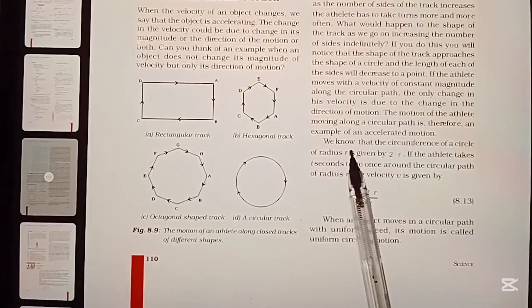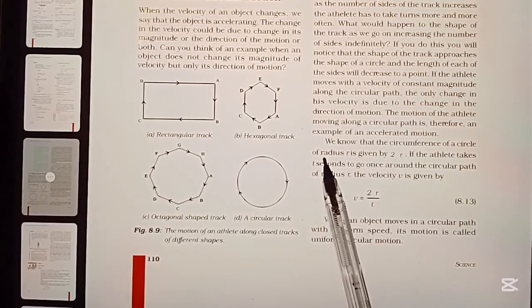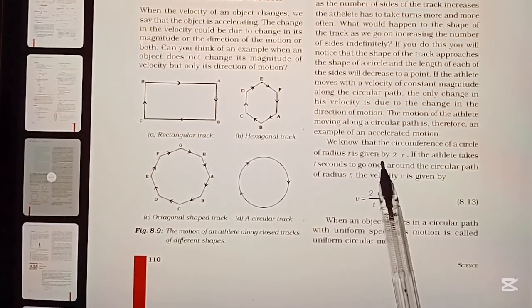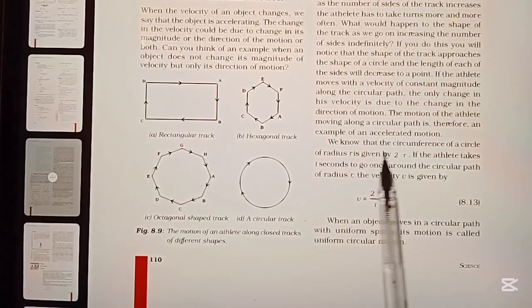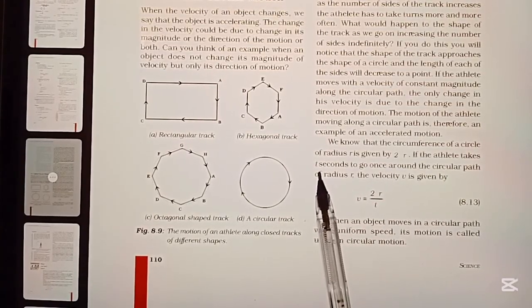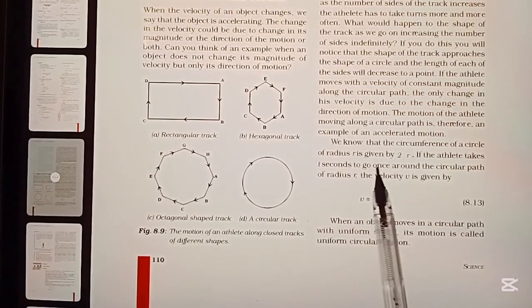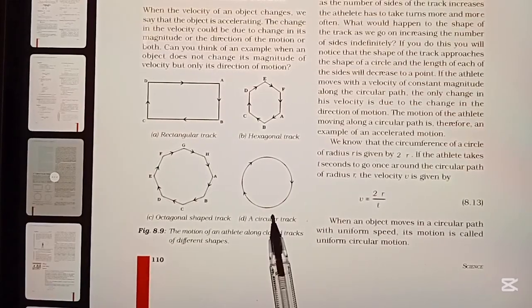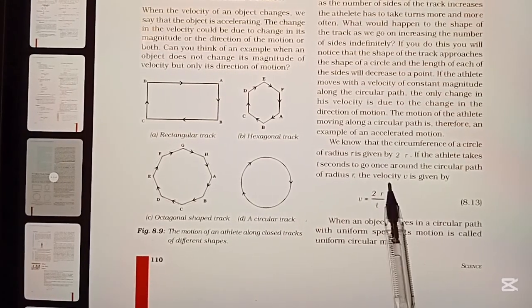Now what is uniform circular motion? If an object moves in a circular path uniformly with respect to time, then it is uniformly moving through the circle. Now this is an important thing. If the radius of a circle is r, the circumference is given by 2πr. So the circumference of a circle is 2πr.